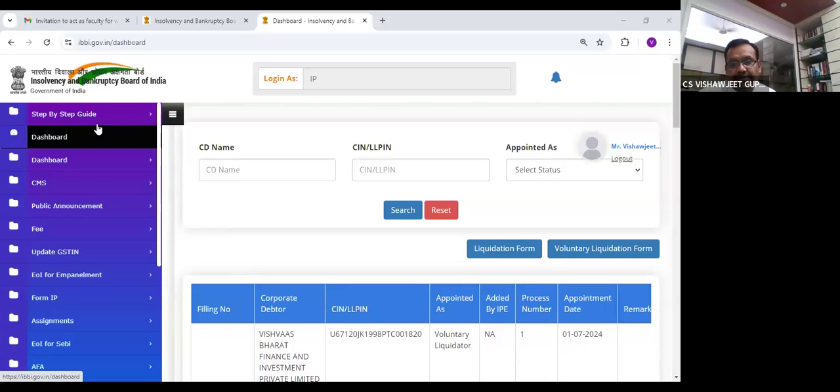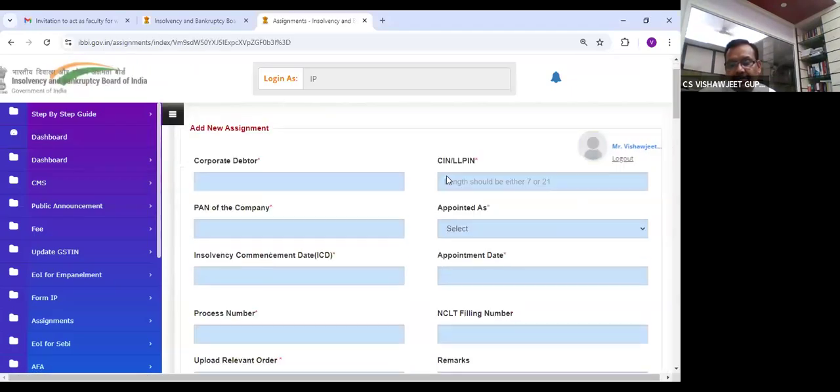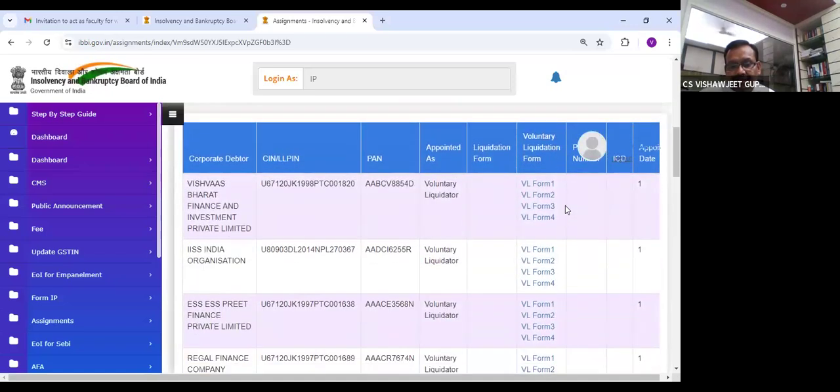Then go again to the dashboard. Just hold on. Now go again to the dashboard, right? And select voluntary liquidation process forms.